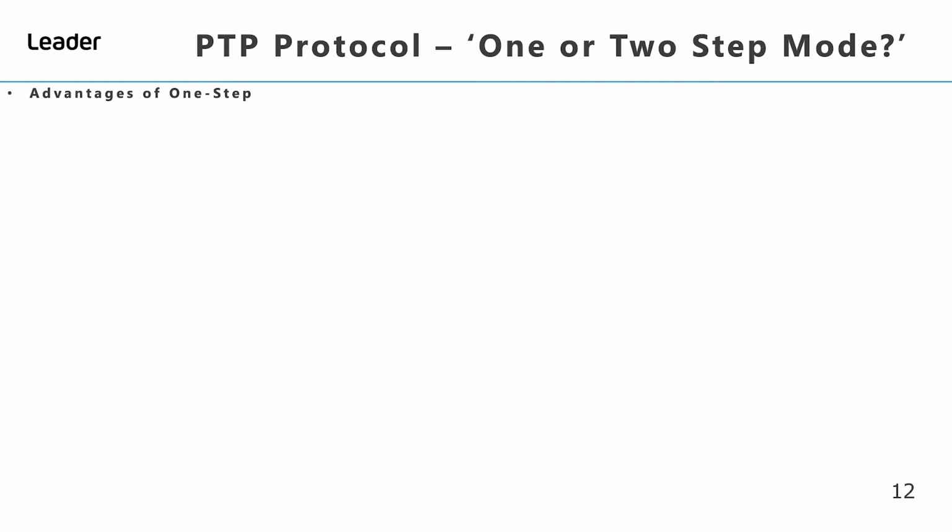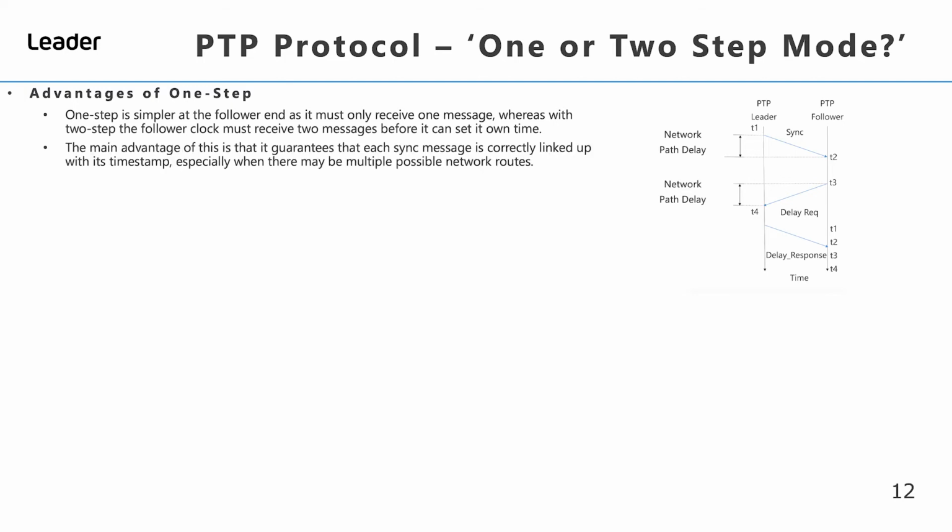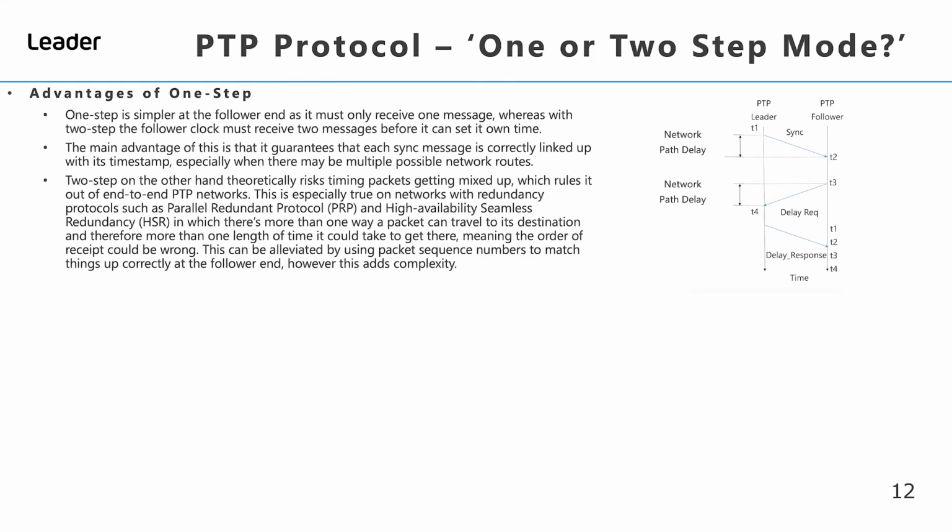The advantages of one-step are as follows. One-step is simpler at the follower end, as it must only receive one message, whereas with two-step the follower clock must receive two messages before it can set its own time. The main advantage of this is that it guarantees that each sync message is correctly linked up with its timestamp, especially when there are multiple possible network routes. Two-step, on the other hand, theoretically risks timing packets getting mixed up, which rules it out of end-to-end PTP networks.